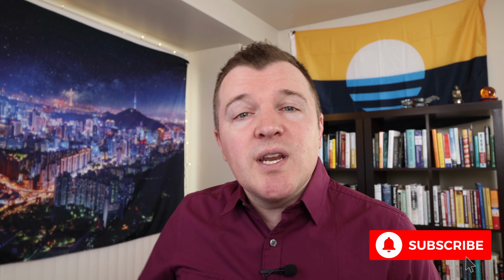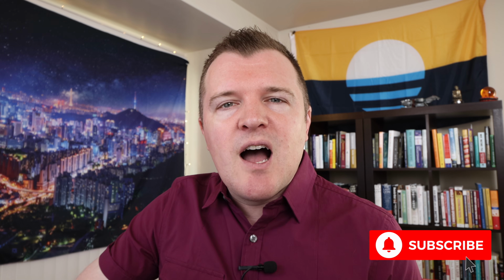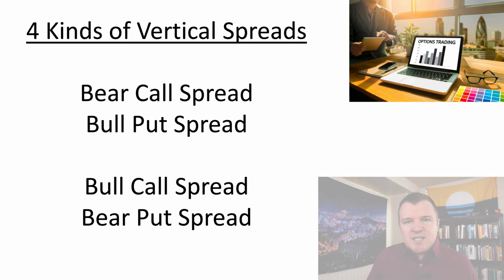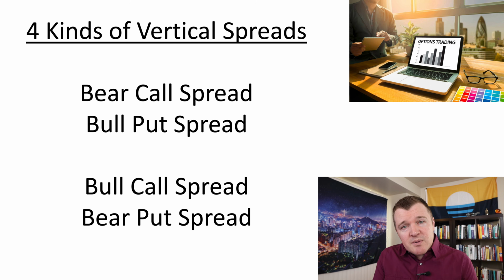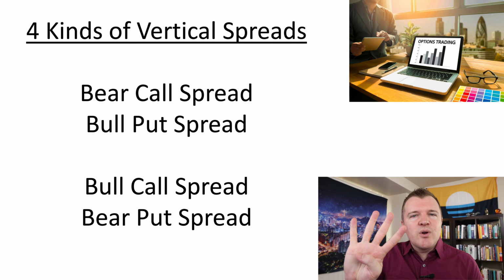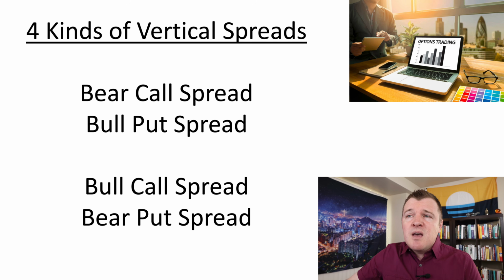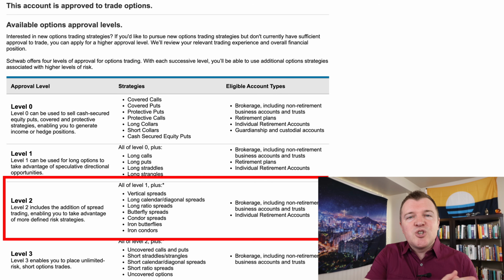In this video, we're going to continue talking about advanced options trading strategies, specifically debit spreads. And debit spreads are two of the four kinds of vertical spreads. Before you can trade vertical spreads, make sure you're approved for the appropriate level with your broker. Vertical spreads for Charles Schwab is level 2.